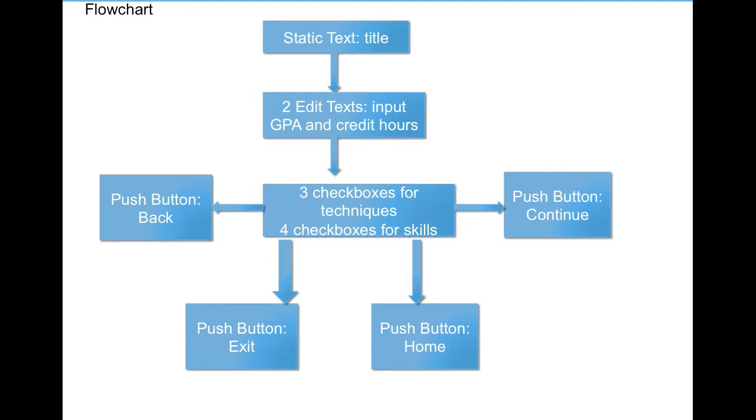You can see that our group firstly input the static tags, which are titles and explanation of each part, and then we have two edit tags where the user can input their GPA and credit hours. We also have three checkboxes for techniques and four checkboxes for skills. And we also have four push buttons, which are back, exit, home, and continue.